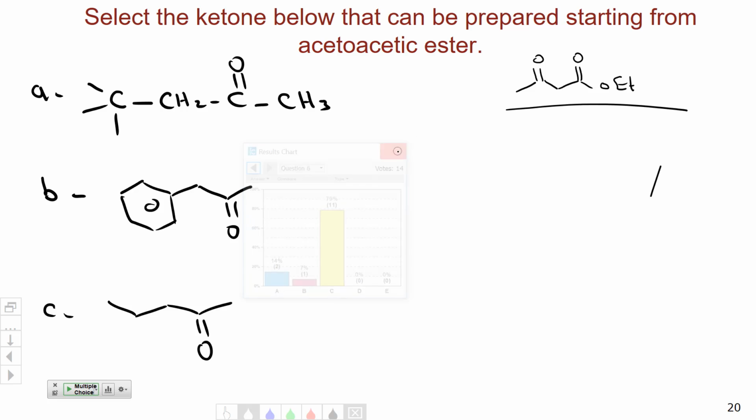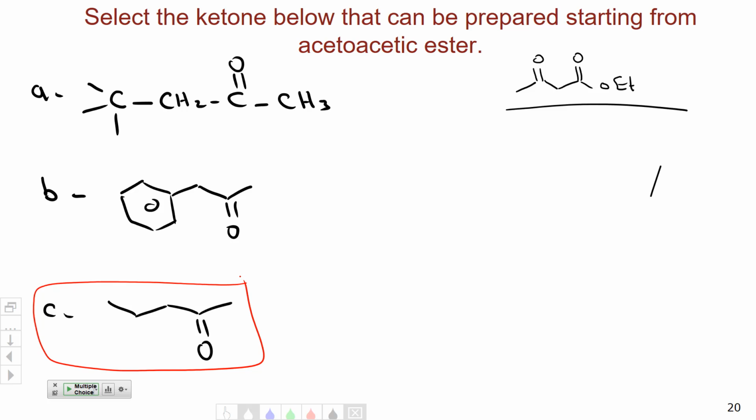I have C as the most popular answer. C is the right answer. So here, it's about concluding what exactly I can prepare from this acetoacetic ester. We learned that if I do the very typical three steps, what we end up with is this part in the product: the methyl, the ketone, and the alpha. Whatever is connected to the alpha in the product is the R prime from the alkyl halide.